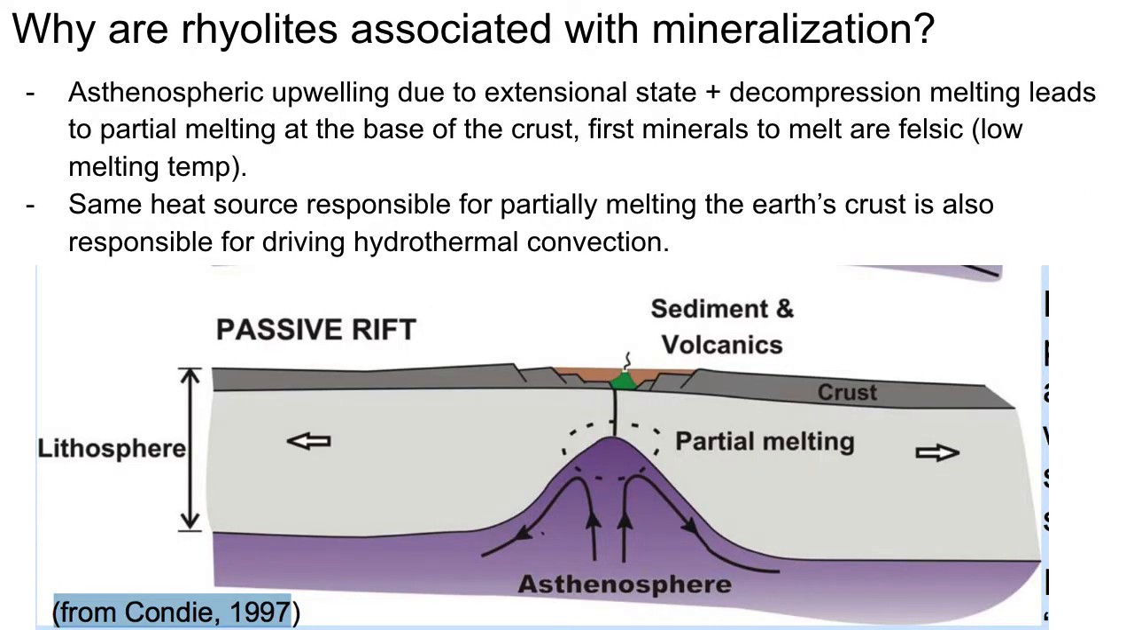Why do we see this association between rhyolites and mineralization? So in rift sequences, you get upwelling of the asthenosphere due to the extensional state and decompression melting that's taking place. That upwelling melts the base of the crust, and the first minerals to melt are the felsic ones, your quartz, your K-feldspars, as per Bowen's reaction series, and that same heat source, responsible for partially melting the Earth's crust, is also responsible for driving hydrothermal convection in the near-surface environment.